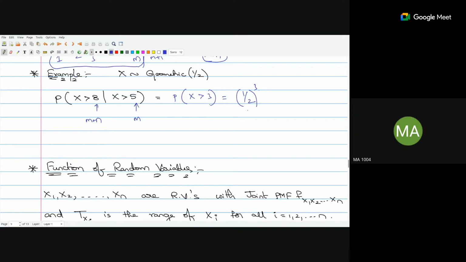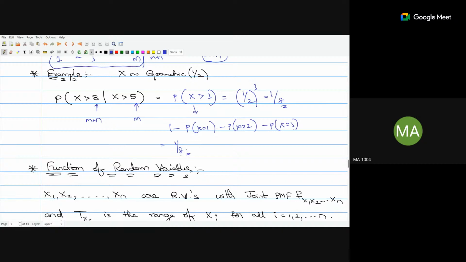Is this correct? Yes, sir, it will be 1 by 8. Or else you can compute it like 1 minus probability that x is equals to 1, minus probability that x is equals to 2, minus probability that x is equals to 3. So you can also do that. Ultimately you will get 1 by 8.